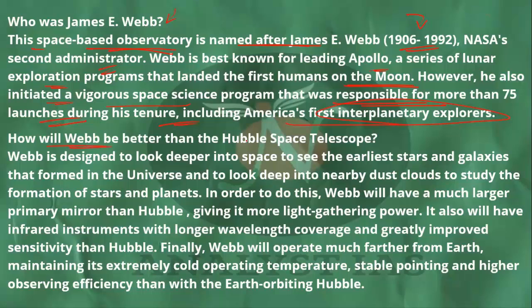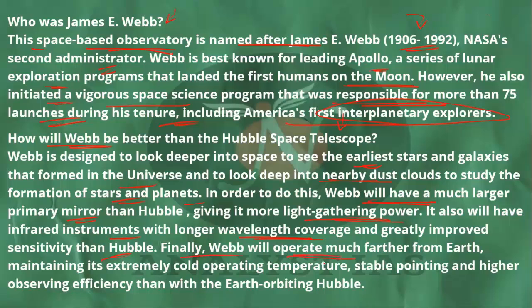How will Webb be better than Hubble Space Telescope? Webb has been designed to look deeper into the space to see the earliest stars and galaxies that formed in the universe and to look deep into nearby dust clouds to study the formation of stars and planets. In order to do this, Webb will have a much larger primary mirror than Hubble, giving it more light gathering power. It will also have infrared instruments with longer wavelength coverage and greatly improved sensitivity than Hubble.